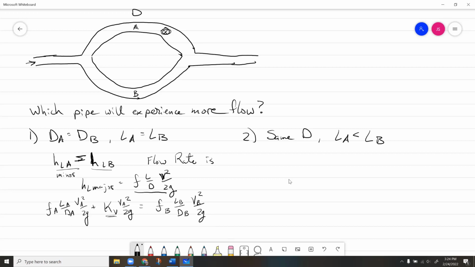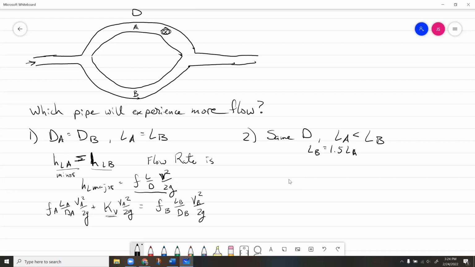Sorry, could you say that again? Yeah. So same diameter. The length in A is less than the length in B. So B is now longer. We'll say that LB is equal to 1.5 LA. We'll just throw that out there. And are you asking which one will experience more flow? Mm-hmm. I think the shorter LA would experience more flow. There's less losses through it.